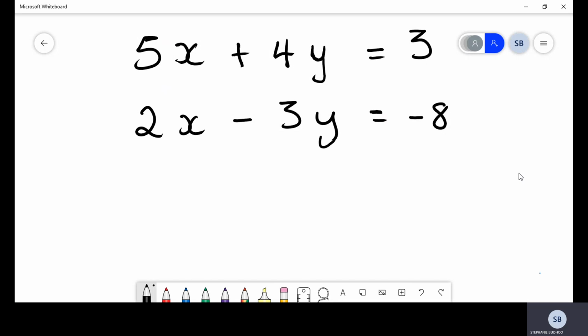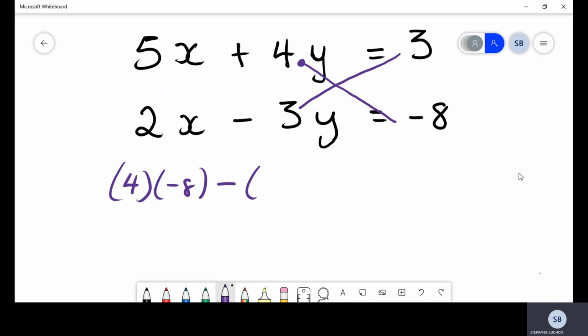So since we want to find the value of x, we're going to start where we have our first y value in our first equation. So what we're going to do is use that value and begin a cross multiplication. First we're going to say 4 multiplied by -8. Then we're going to subtract 3 multiplied by -3. Notice we're using the coefficients present.